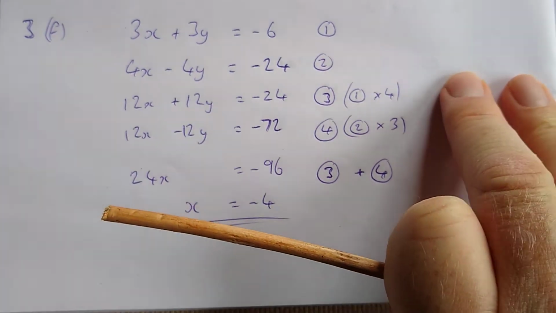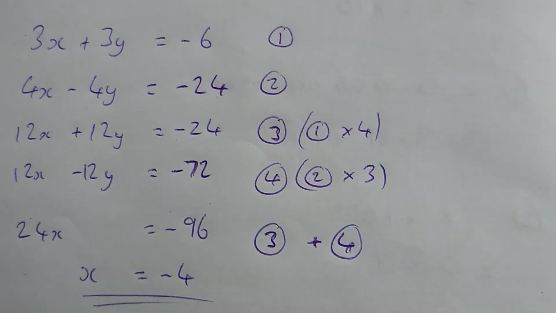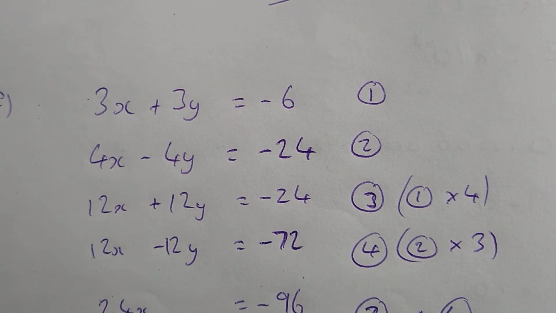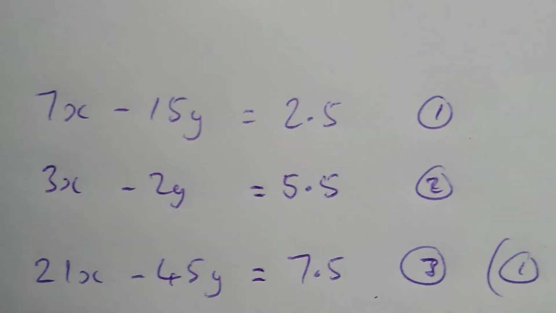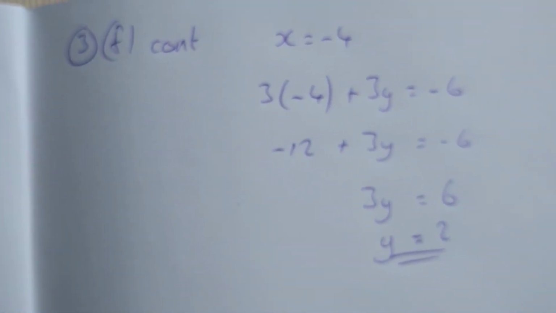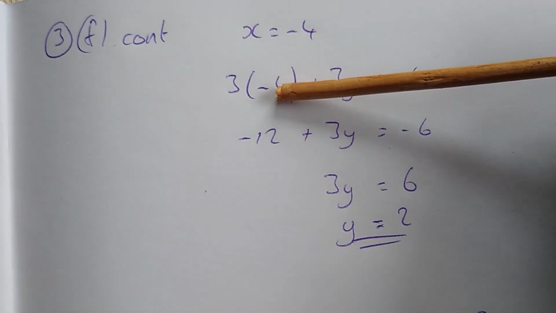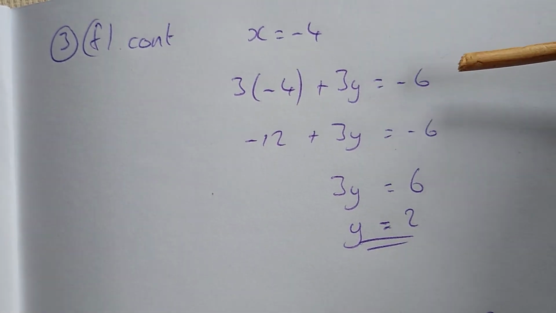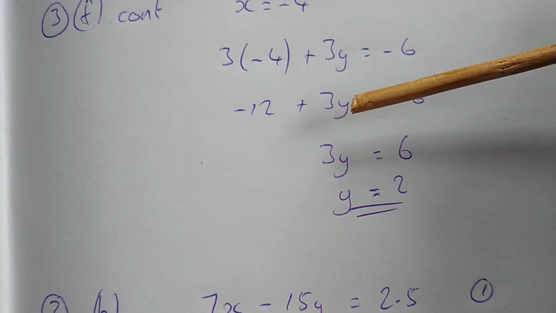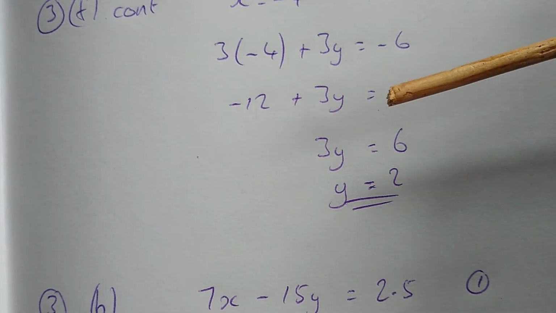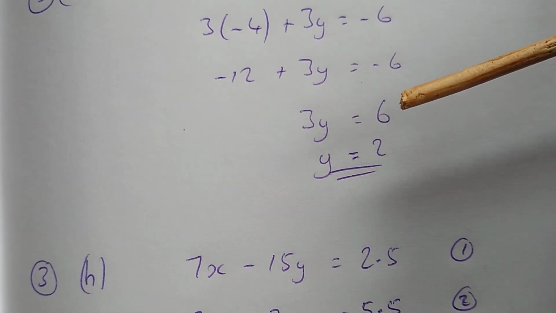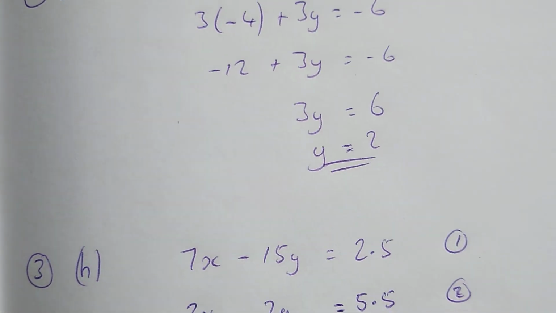Now of course we don't have y yet, so we need to go back to equation 1. There is 3x plus 3y equals negative 6, and substitute in our value of x equals negative 4. So 3x becomes 3 negative 4's plus 3y equals negative 6. So that's negative 12 plus 3y equals negative 6. Then add 12 to both sides because we want 3y on its own. And then divide both sides by 3 to get y equals 2.